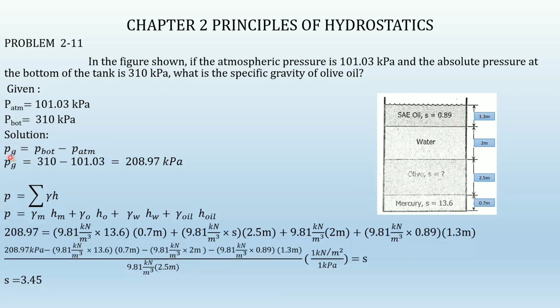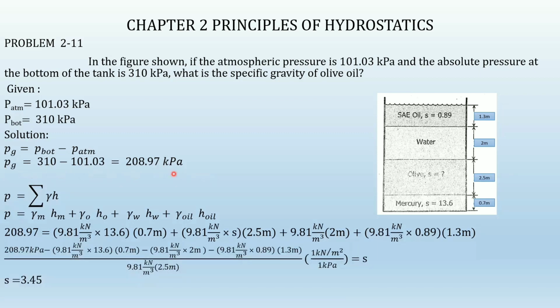Now to start our solution, since we already have the given and the figure, let us recall that gauge pressure is equal to the absolute pressure minus the atmospheric pressure. Now we will substitute the values we have since it is all given. 310 minus 101.03 is equal to 208.97 kilopascal. So this is our gauge pressure.